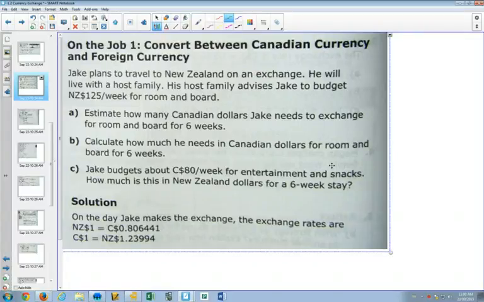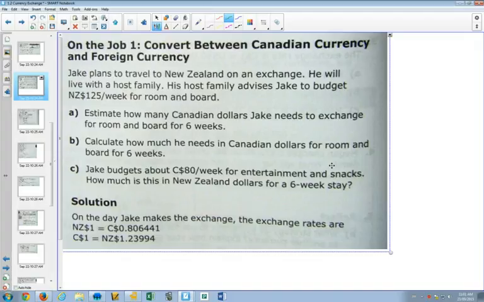On the job number 1. So Jake is planning to travel to New Zealand, and they're estimating that he's going to need about $125 a week, and he plans to be there for 6 weeks. Now he needs 125 New Zealand dollars. I don't know if they call them dollars in New Zealand. I would guess that that's what they call them.